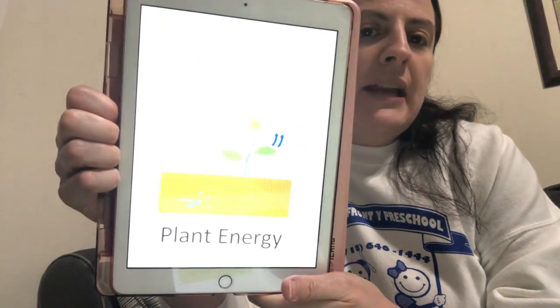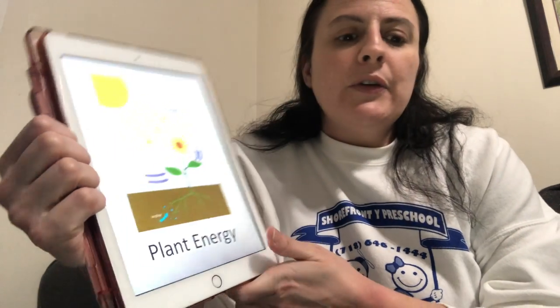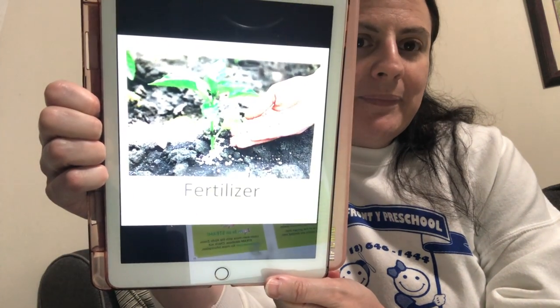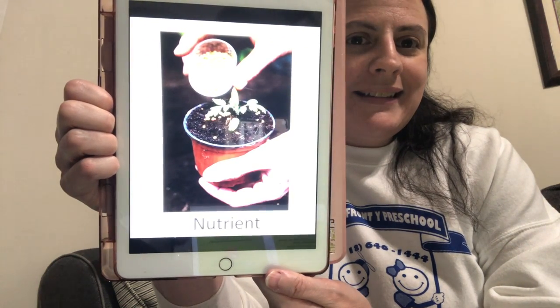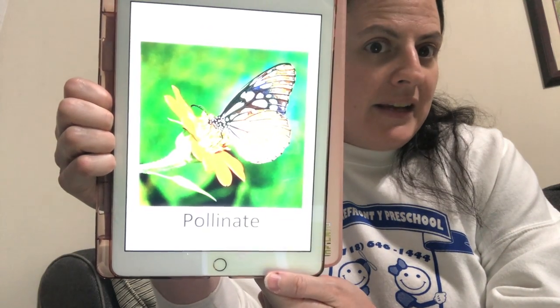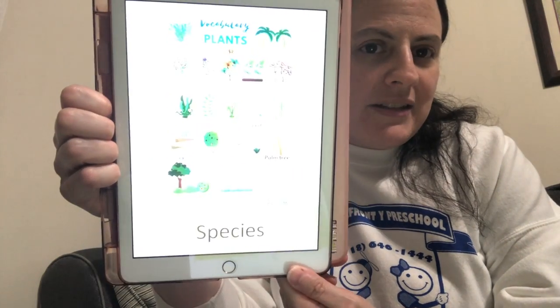So let's go over the words again. Can you all say energy? Good. Can you all say fertilizer? Good. Can you all say nutrient? Good job. Can you say pollinate? Good. And can you say species? Good. So those are new vocabulary words that you haven't heard before this week in our book that I'm going to read to you. So are you ready? Good.